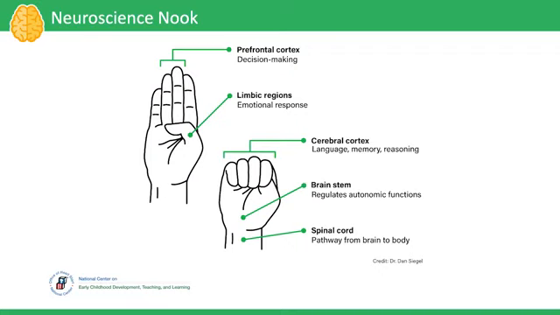So, here is a quick way to think about the brain that was developed by Dr. Dan Siegel, a clinical professor of psychiatry at UCLA's School of Medicine. I'm going to do a demonstration with my hand. So your wrist is the spinal cord upon which the brain sits, and this would be the pathway from the brain to the body.